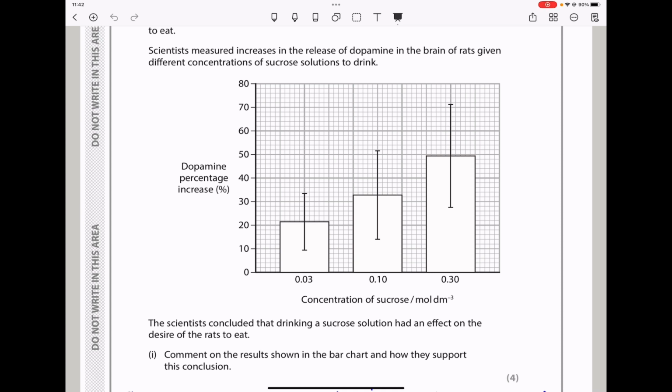Overall, we see as the concentration of sucrose solution increases, we see an increase in the percentage of dopamine that is produced. We see that error bars were put, so the experiments were repeated. However, there is overlap, meaning there is no significant difference in these results at the different concentrations since overlap exists.